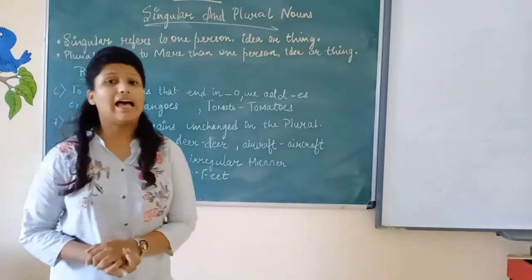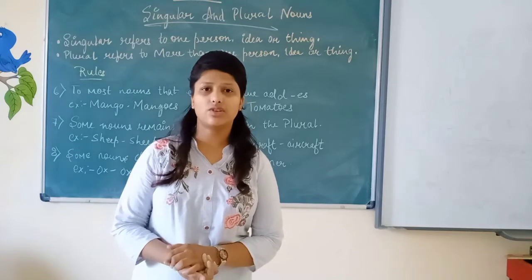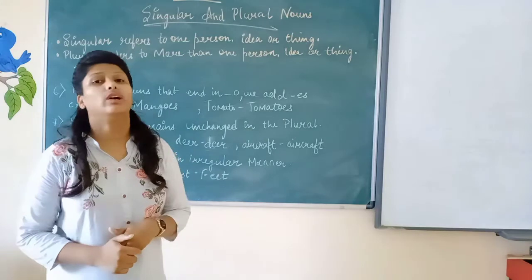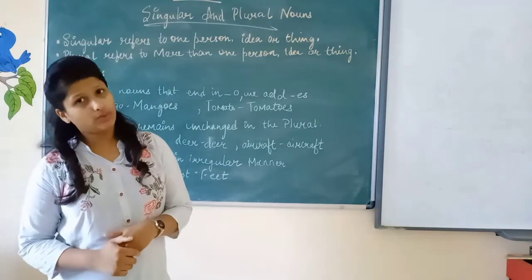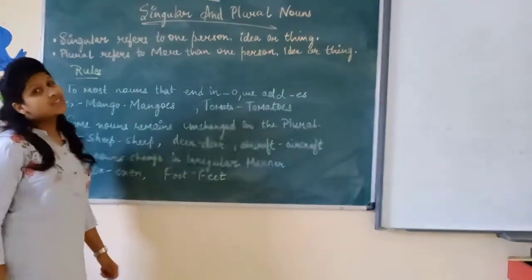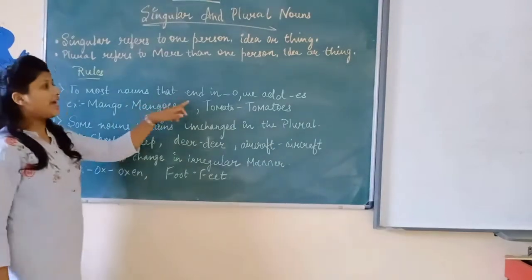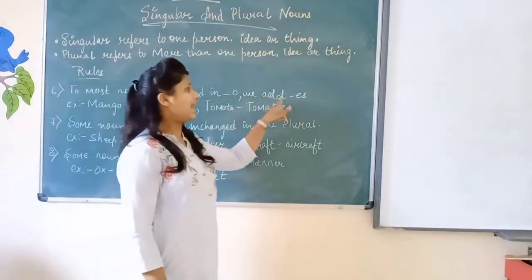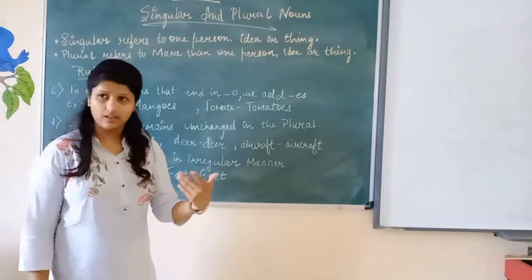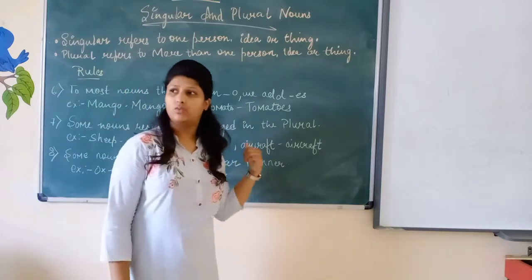Hello students, as in the previous video, we have learned some rules based on singular and plural nouns. So in this video also, we are going to learn some more rules based on singular and plural nouns. So, the sixth rule says that to most nouns that end in O, we add es. That means some nouns which end in O, we are going to add es at the end of that word.